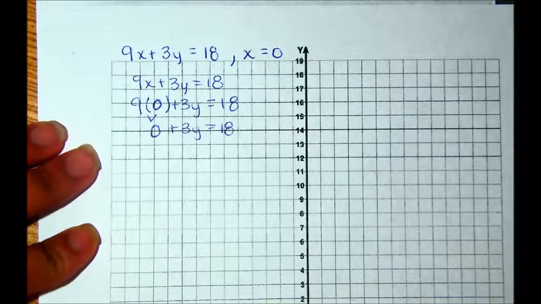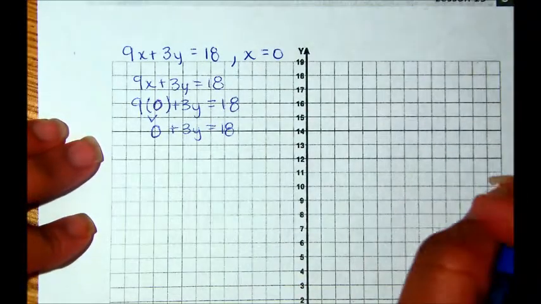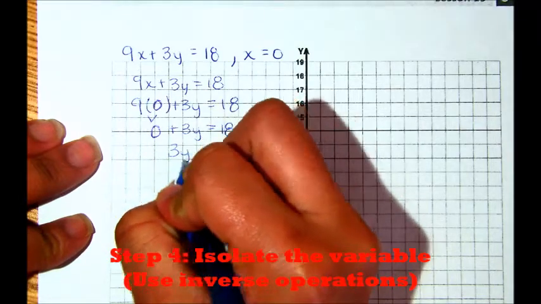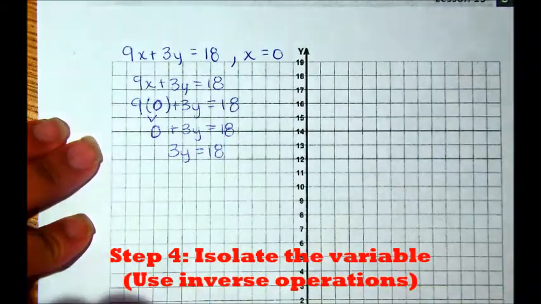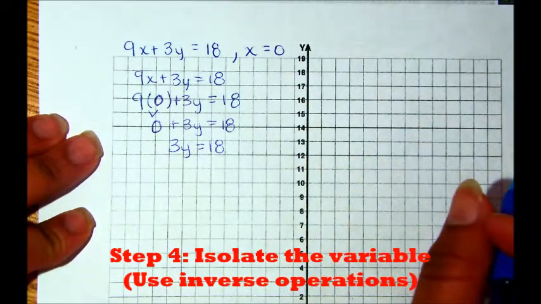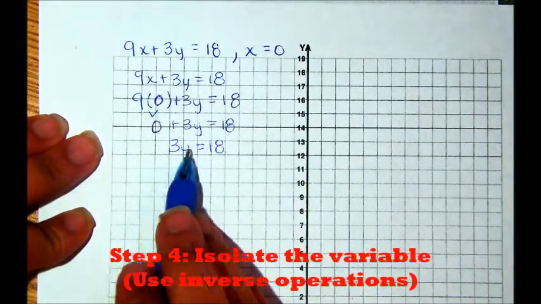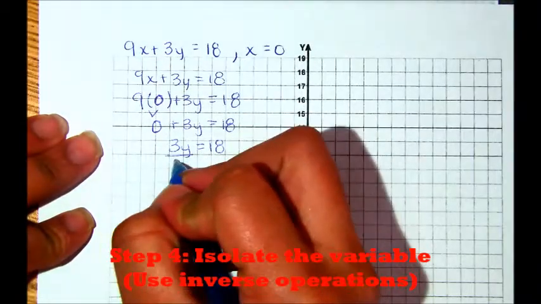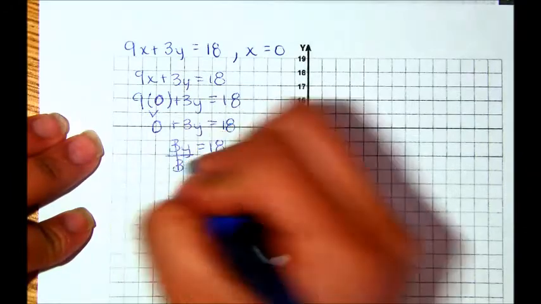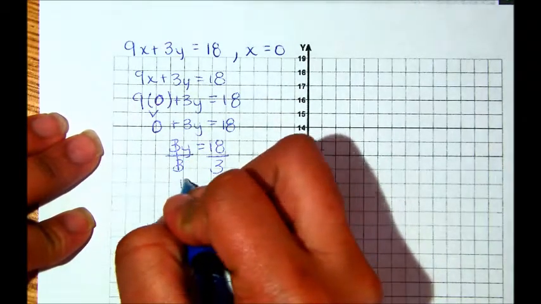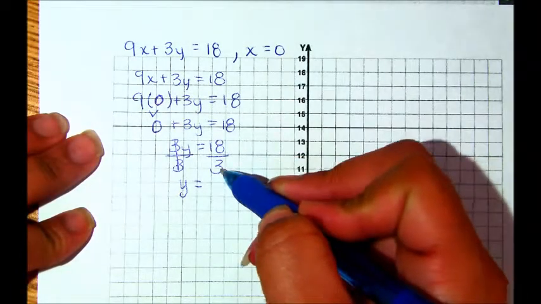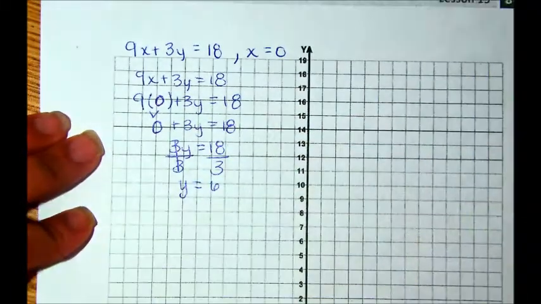I've computed all of the math that I can do. Now I'm moving into step 4, which is to isolate the variable. So the 0 is actually going to go away. So I'm going to rewrite my equation to say 3y equals 18. I want to use the division property of equality to undo the multiplication happening between this 3 and this y. So I'm going to divide both sides by 3. Once I've divided both sides by 3, the 3's will cancel out on the left, and I'm left with my variable of y. And 18 divided by 3 leaves me with the value of 6.